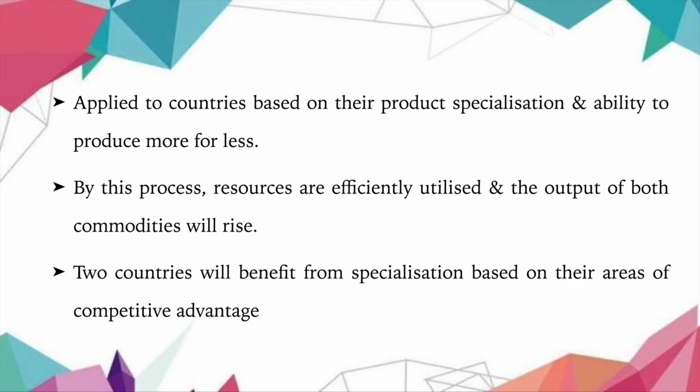So this theory applies to whichever country is specialized in whichever product, and they have the ability to produce more for less. That means you can produce a larger quantity with a lesser cost of production. So by this process, resources are efficiently utilized and the output for both commodities will increase. Two countries will benefit from specialization based on their areas of competitive advantage.